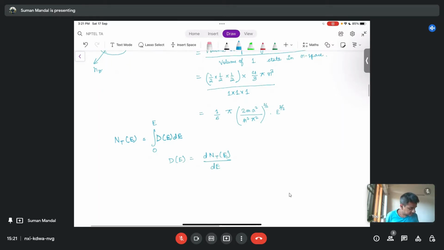So now if we differentiate it, 3 by 2 goes there, 3 by 4, 1 by 4, okay, 1 by 4 pi, 2m a square h cross square pi square to the power 3 by 2, E to the power 1 by 2. And this equation we are asking for the density of states.